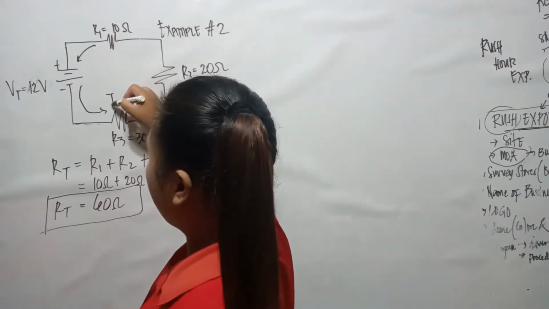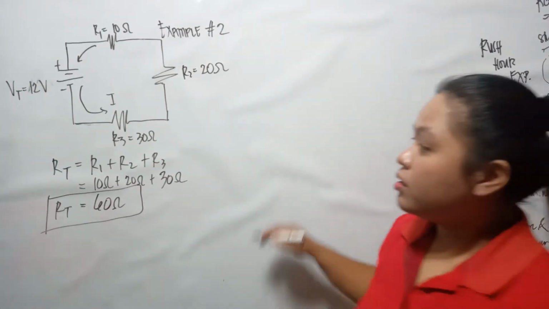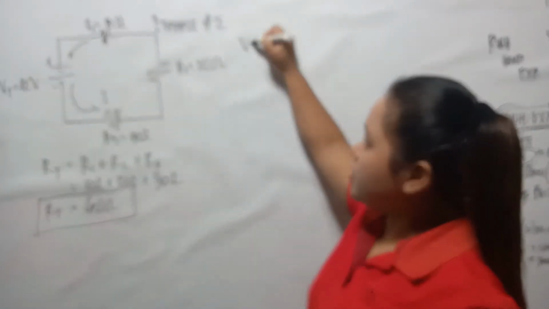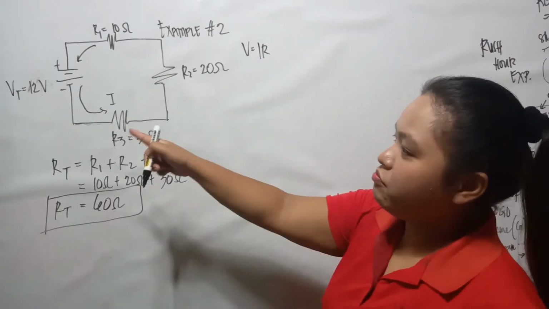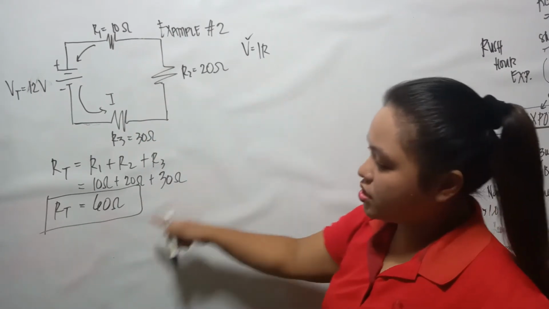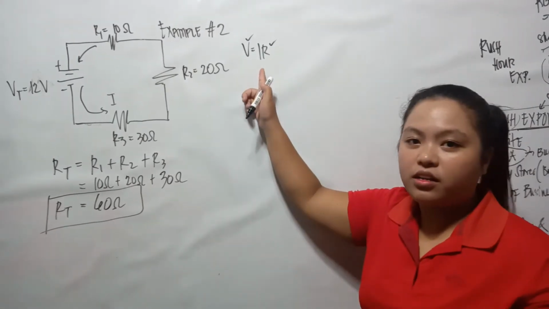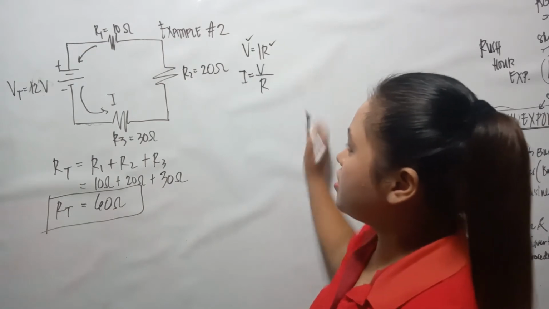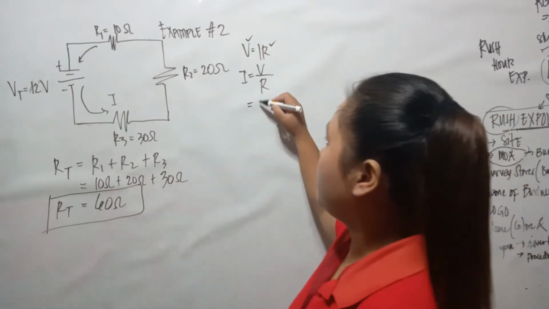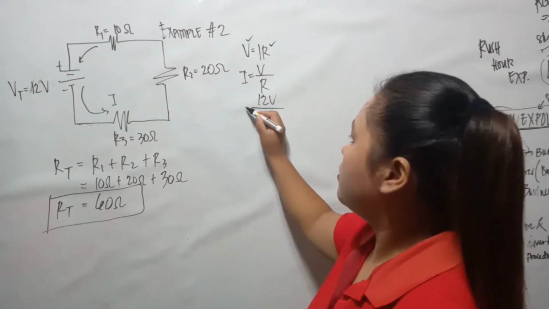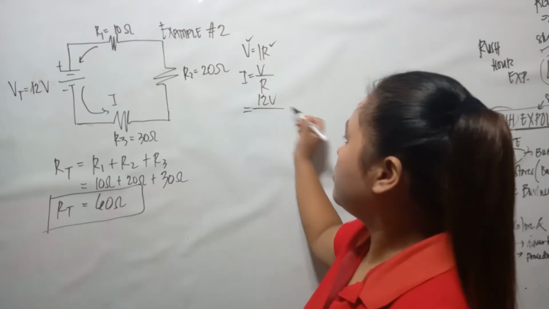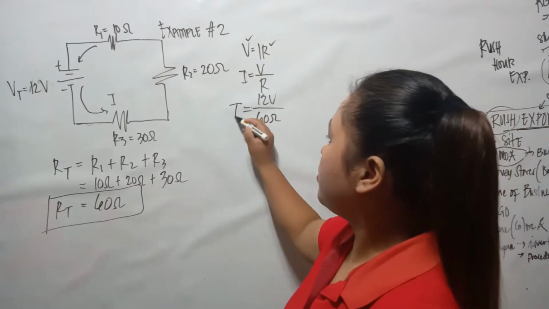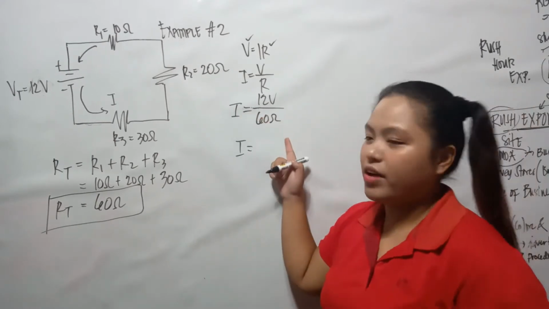Current I. We know from Ohm's law that voltage is equal to IR. We have the voltage, and we also have the total resistance, the 60 ohms, so we can get the current. Current is equal to voltage over the resistance. We know that voltage is 12 volts and the total resistance is 60 ohms. So current is equal to 12 volts divided by 60 ohms.